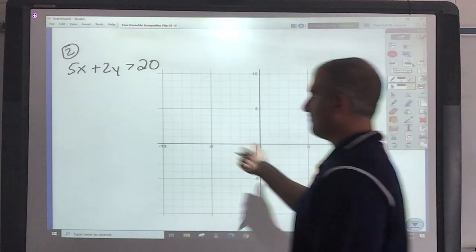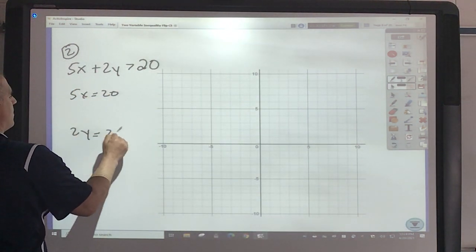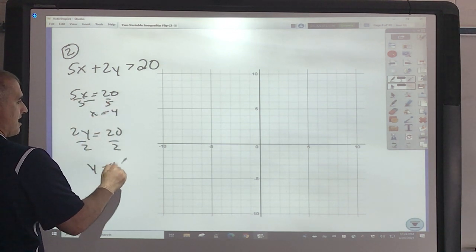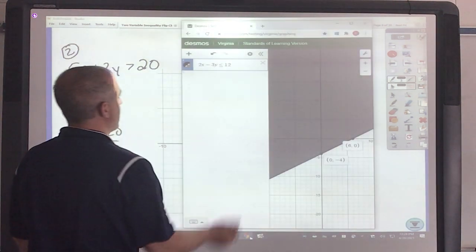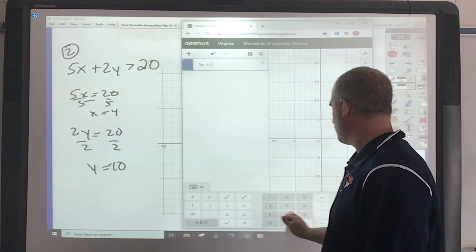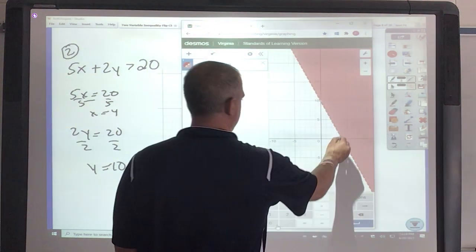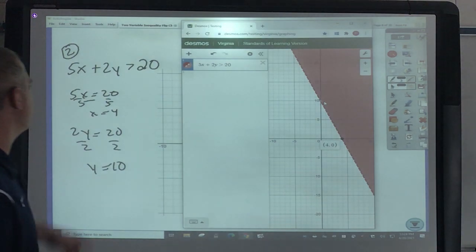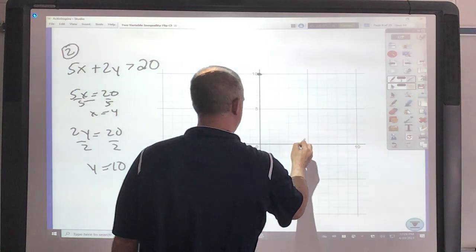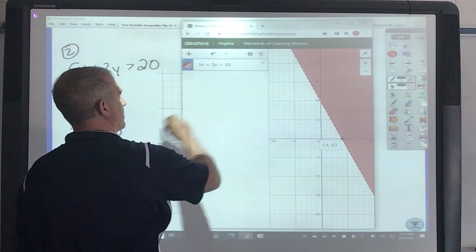So let's go ahead and look at this one. I can confirm those. 5x equaling 20, 2y equaling 20. Divide by 5, I got x is going to be 4. Divide by 2, I got y is 10. Okay? So let's confirm that. All right? I'm going to type in exactly 5x plus 2y greater than 20. Okay, so I can confirm my dots. I got 4 and I got 10. This is going to be a dashed line. Let's take a look at the shading. Shading's on that side.